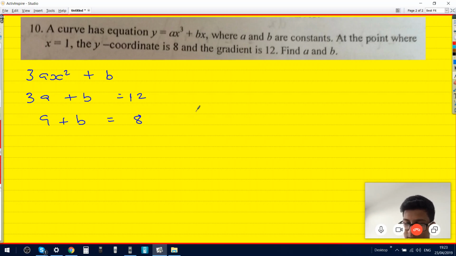3ax squared plus b equals 12, so 3a plus b must be 12. And then a plus b equals 8. How did we get the a plus b equals 8? So if you sub in 1 for x into the original equation. Okay, so we've got these two equations.